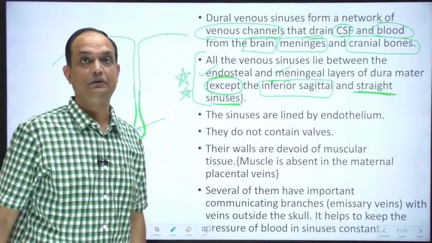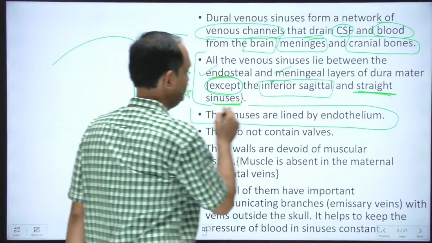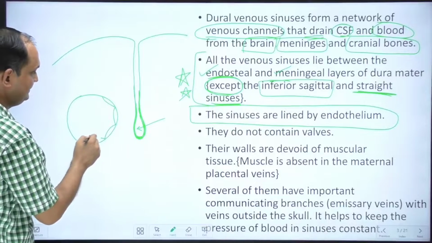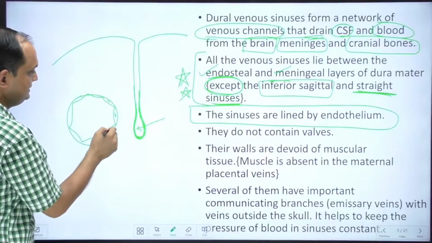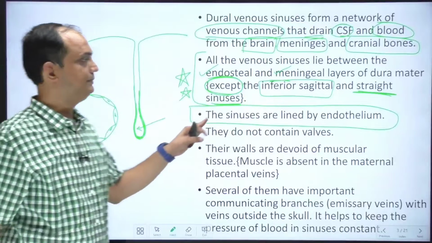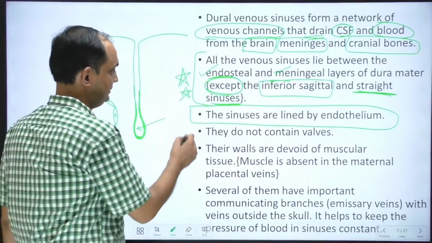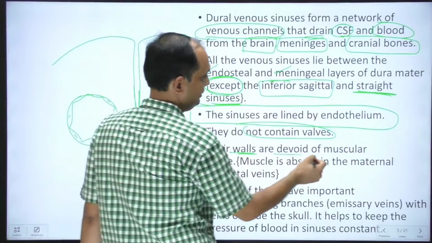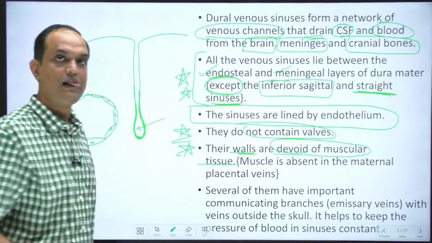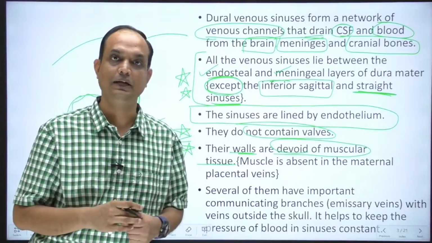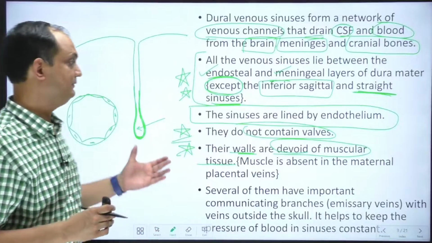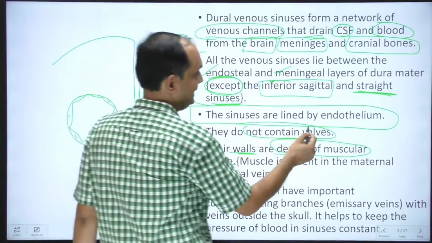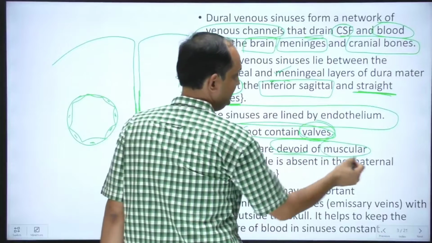The sinuses are lined by endothelium. Now this is the common thing about any venous channel. Even a normal vein is lined on the inner side by simple squamous epithelium, and the simple squamous epithelium is named endothelium. So this endothelium is also present in the venous sinuses. But they are devoid of any kind of valve. Their wall does not have any muscle, so they are devoid of muscular tissue. As in a classical vein, you have the tunica media, which is made up of smooth muscle. But the dural venous sinuses in the cranial cavity do not have any valves, and the wall does not have any muscle.